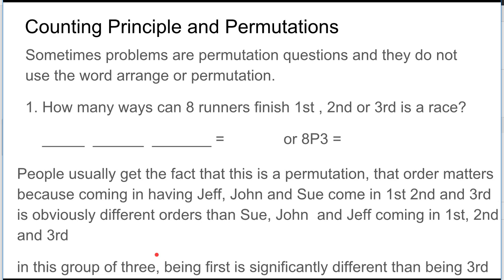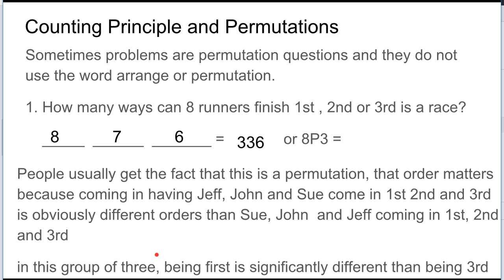So, let's try this. Sometimes problems are permutation questions, but they do not use the word arrange or permutation. And quite honestly, in lower level, when you first learn permutations, you see these problems a lot. For example, they'll say, how many ways can 8 runners finish first, second, and third in a race? Well, again, if I'm thinking about the counting principle, I could say, how many different ways can I fill in first place? That would be 8. And then how many ways can I fill in second place? That would be 7. And then that would be 6 for third place. And I would get 336.